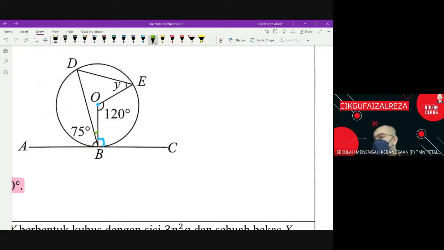How do you get 15? 90 minus 75, you are going to get 15 degrees over here, isn't it? It's going to be 15 degrees. Okay, next. What do you get over there? Can I find this one, D here? What can you relate with the angle at our center there? 240? D here.